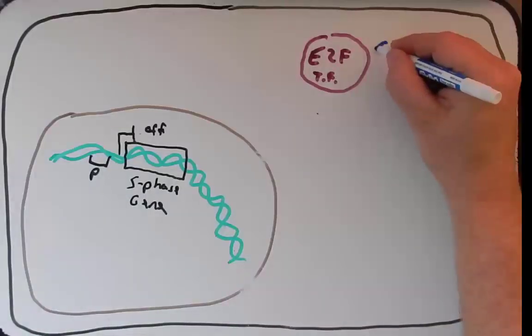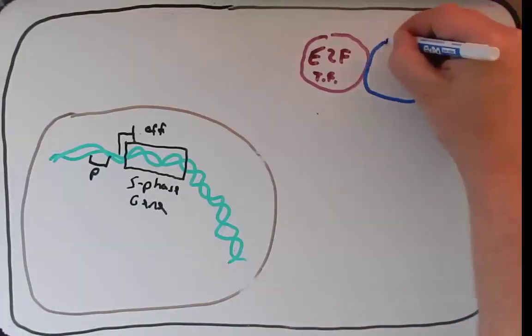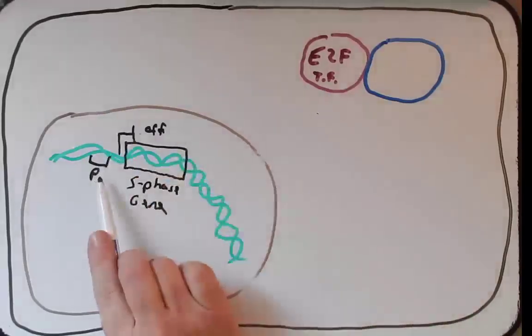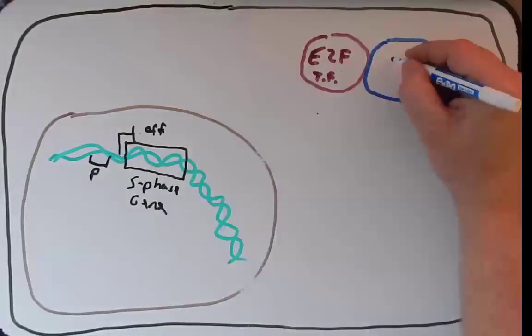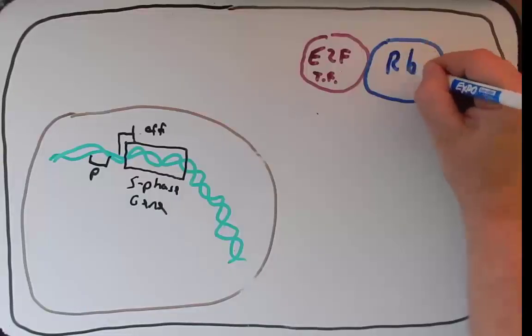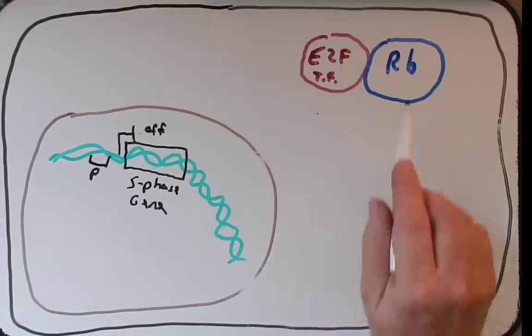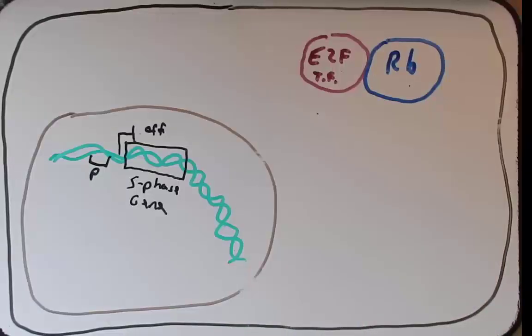So the way the cell prevents it from being transcribed is that another protein binds to E2F, and when it's bound to E2F, it cannot enter the nucleus. And this other protein is called RB. RB stands for retinoblastoma. Retinoblastoma is an eye cancer, and so it was first identified as a gene linked to eye cancer. However, mutations in RB are linked to other kinds of cancers as well.